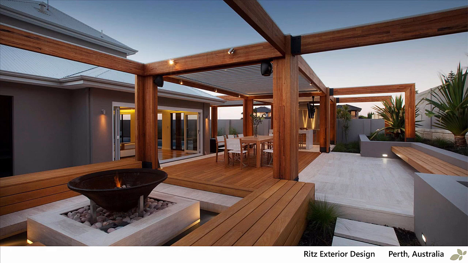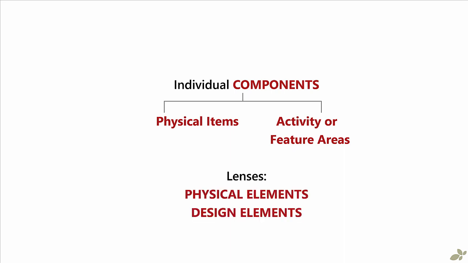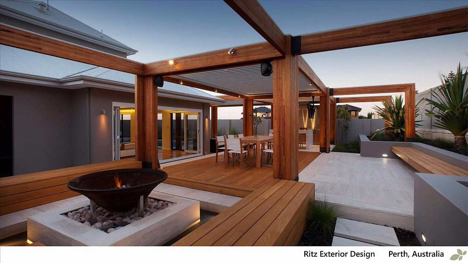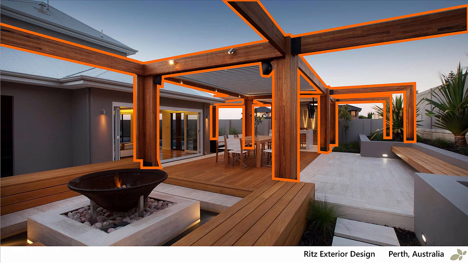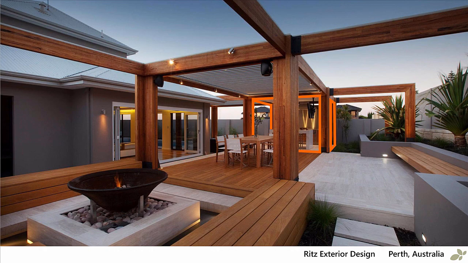The best way to approach this is to break the image down into individual components, which are physical items or activity or feature areas. We then look at these components through 2 lenses: the physical elements and the design elements, which I'll describe shortly. For example, my components in this image may be physical items like the fire pit, the bench seating, or the timber framework. All the components may be an area for an activity, such as the dining area, including the decking and paving, the kitchen area, or the feature like the garden beds.